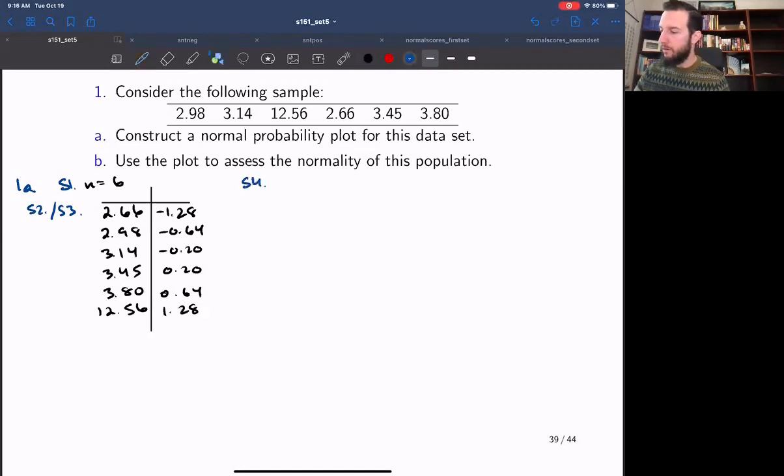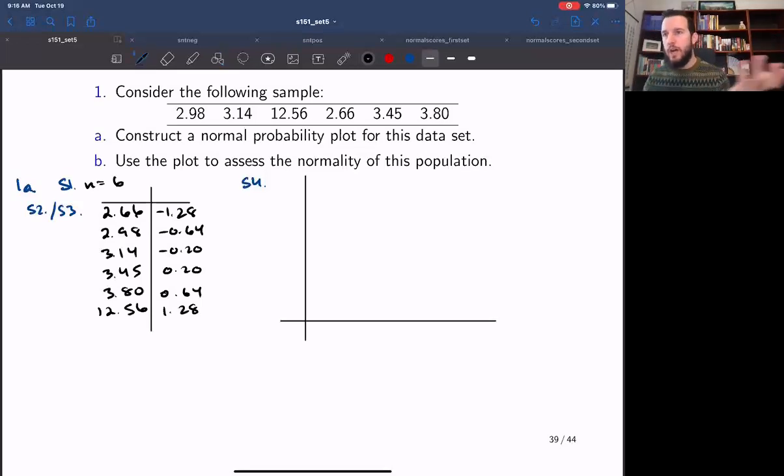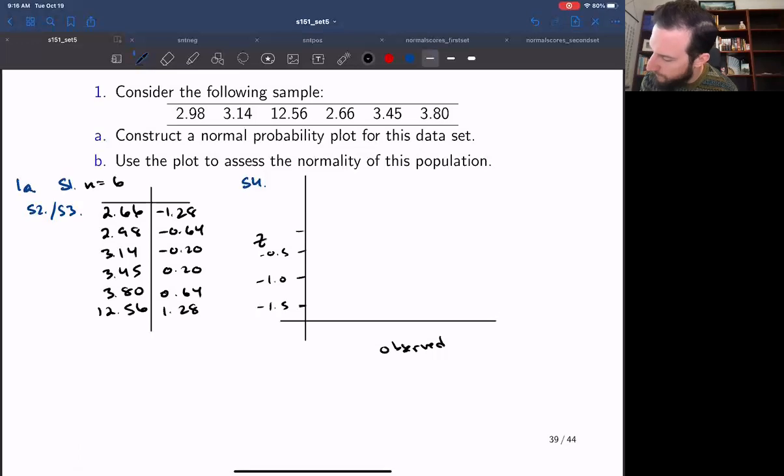All right, step 4, we construct our plot. Okay, so it doesn't matter which axis we put the scores on and which axis we put the observed quantities on. The relationship will be the same regardless of how we orient it. I'll just stick with the previous illustration. So this is going to be negative 1.5, negative 1, negative 0.5, 0.